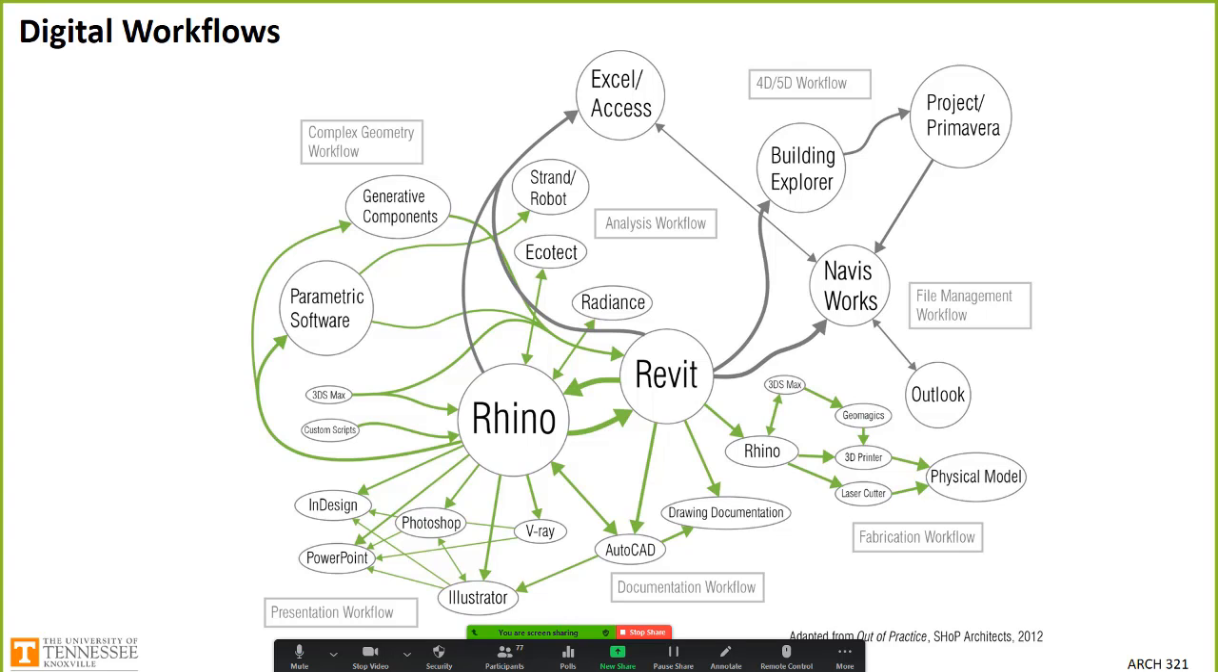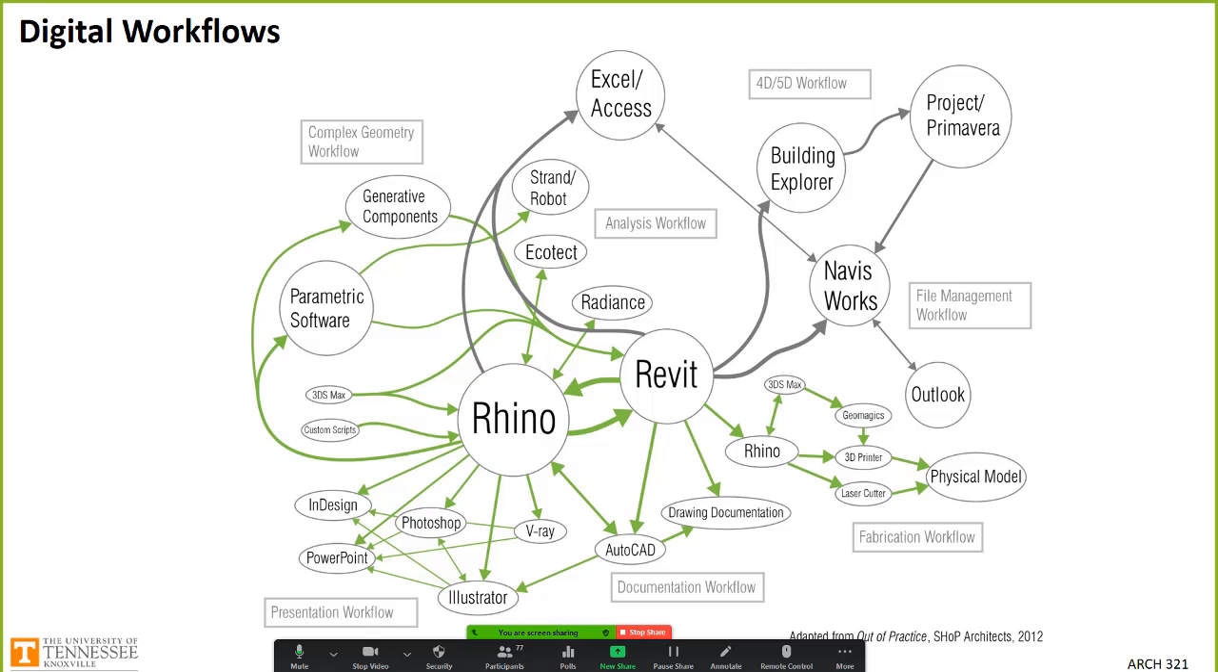There's a computational or complex geometry workflow that we'll focus a lot on in the first part of this class. There's a presentation workflow that you use all the time. A documentation workflow, that's where Revit comes in a lot, or AutoCAD. A fabrication workflow that may or may not be within the hands of the architect. Architects are now building more and more parts of their projects, especially at a small scale, so often those things get streamlined, as a way of translating information to the people that are fabricating it.